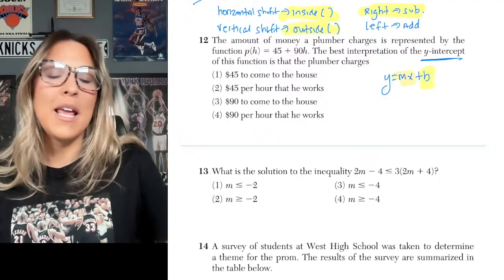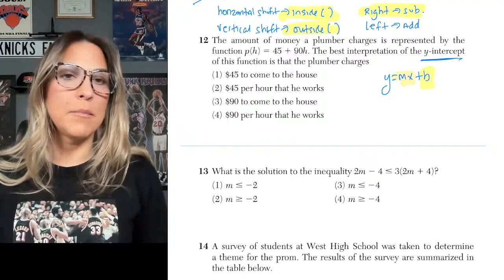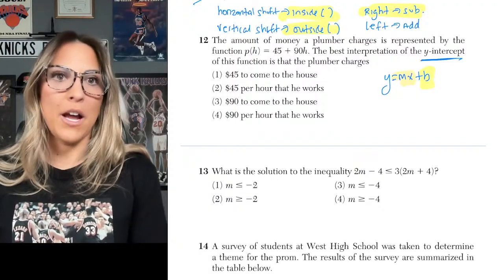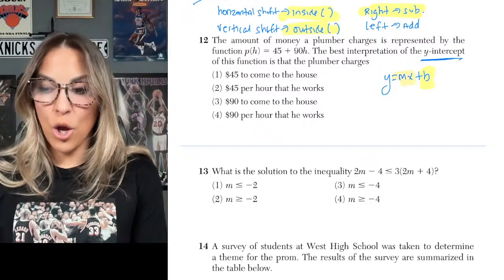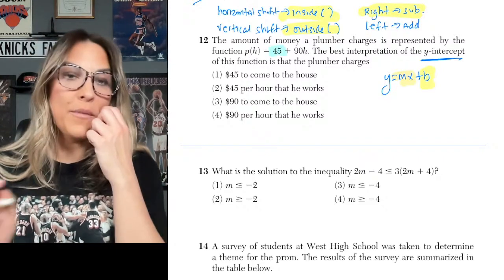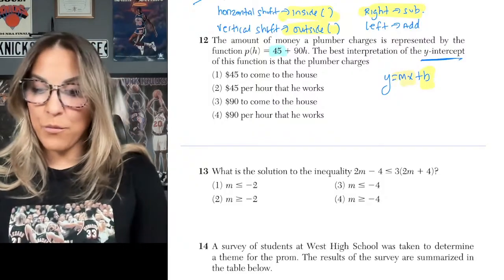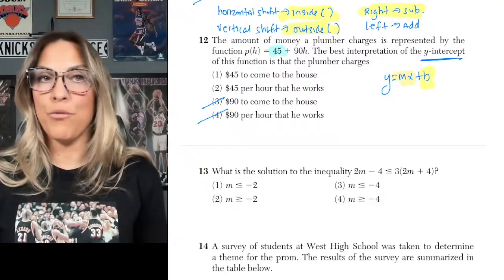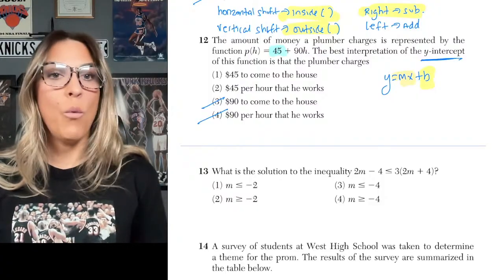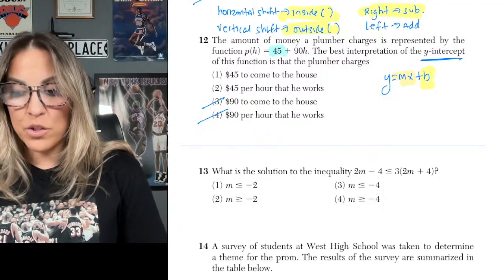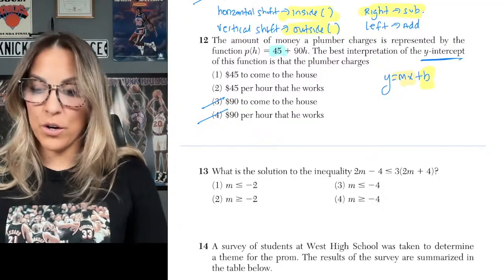The y-intercept is some type of fee, some type of a one-time charge. It's never going to be multiplied by a number. So the number that is alone in this equation is the 45. So first things first, we have to know that our y-intercept is 45, which means that answer choices 3 and 4 are out. 90 is the slope, 45 is the y-intercept. So now what does it mean? Well, it's either the charge to come to the house or the charge per hour that he works.